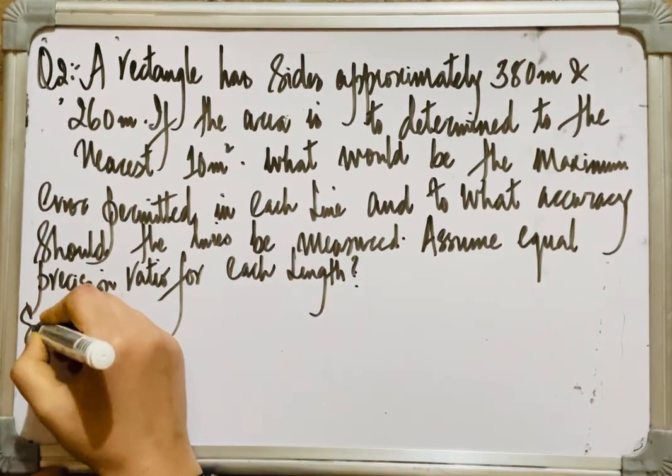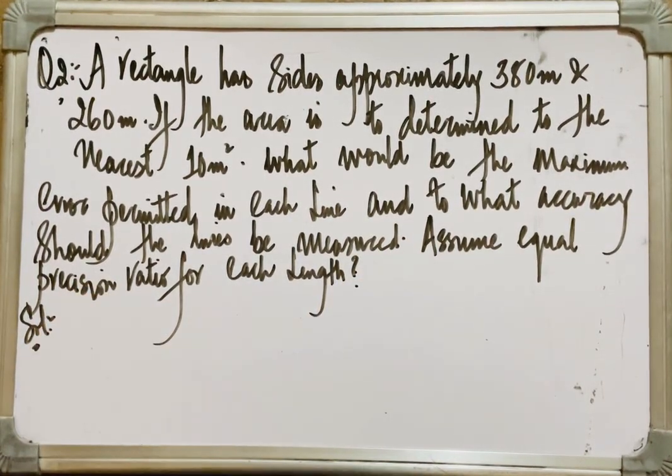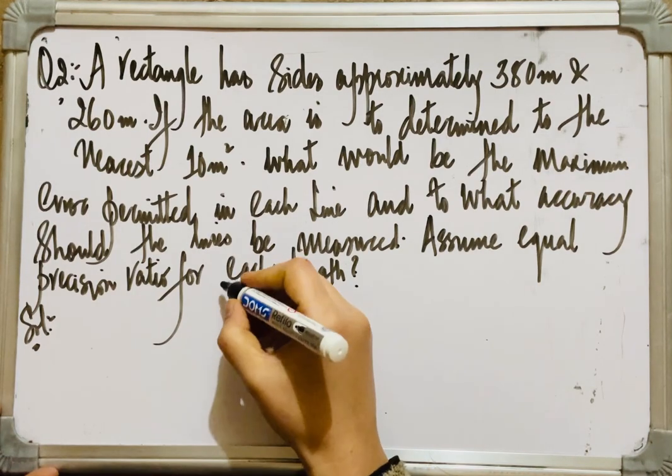All right. So the question says a rectangle has sides approximately 380 meters and 260 meters. If the area is to be determined to the nearest 10 meters square, what would be the maximum error permitted in each line and to what accuracy should the lines be measured? We have to assume equal precision ratio for each length. All right, so let's do this.